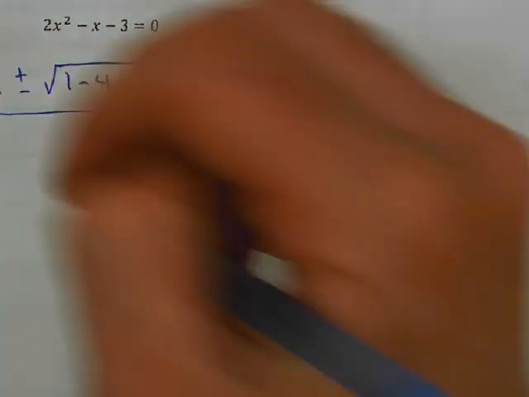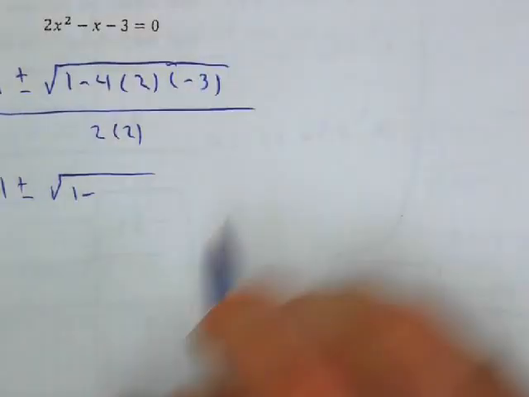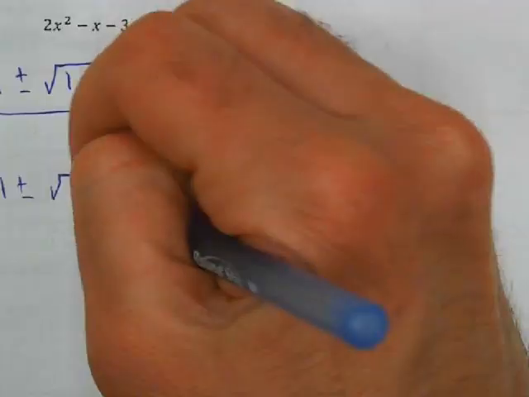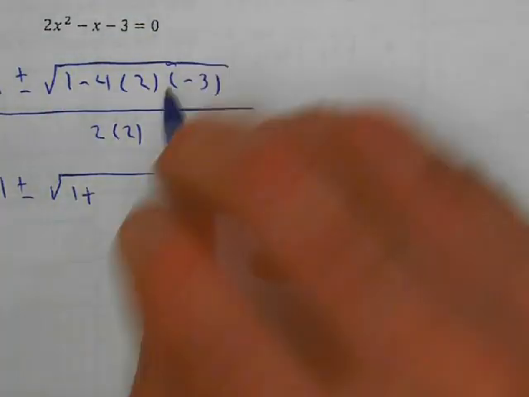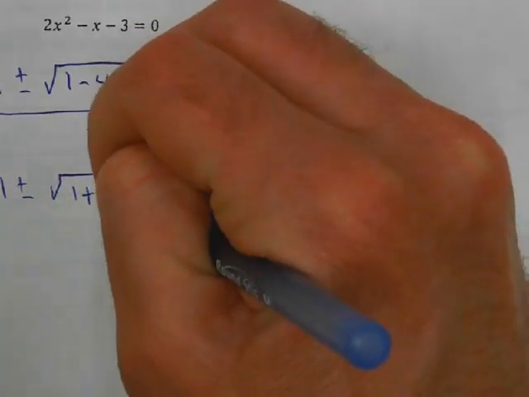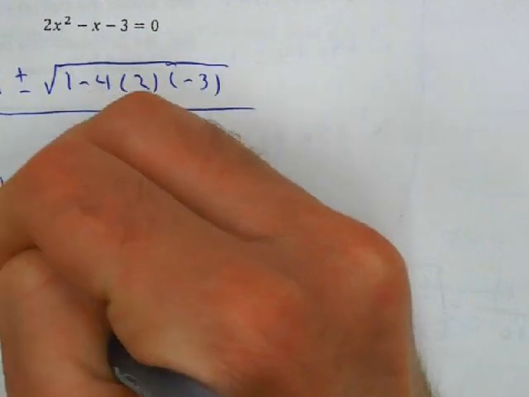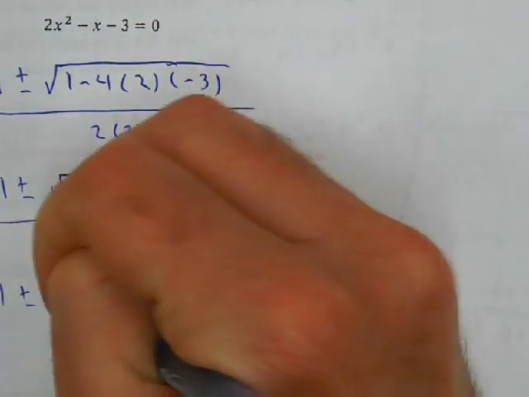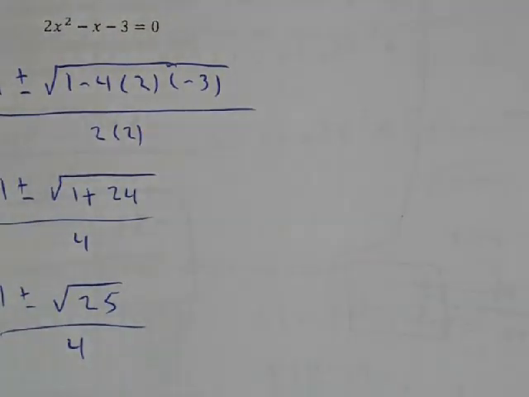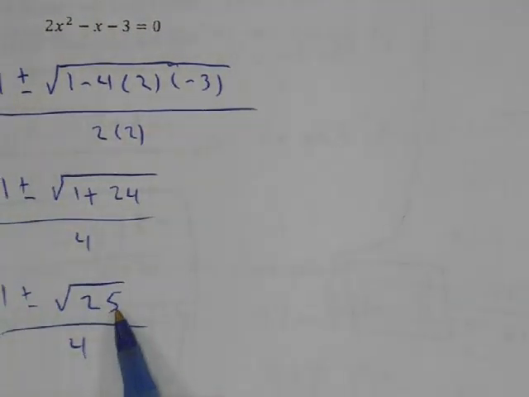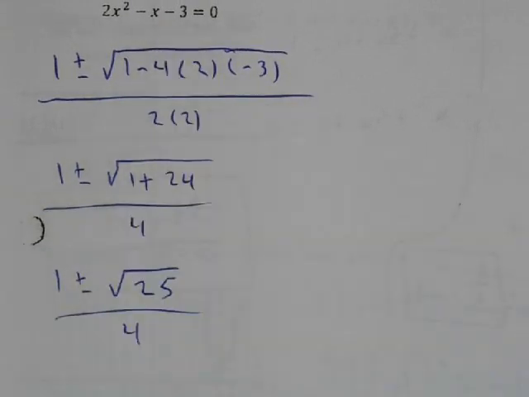Okay, we get 1 plus or minus the square root of 1 minus a negative, so it's going to be 1 plus, and then 4 times 3 is 12, times 2 is 24, over 4. So we get 1 plus or minus the square root of 25 over 4. Okay, now, since we got a perfect square here under the radical, what does that mean about this equation? Well, it was factorable.